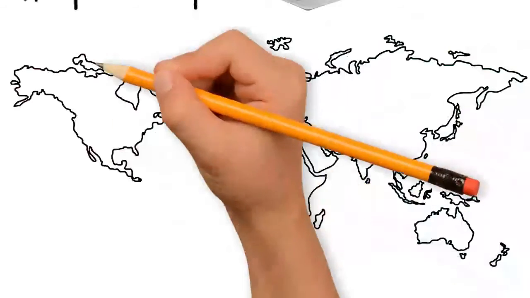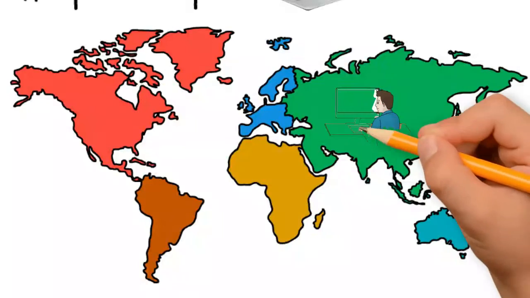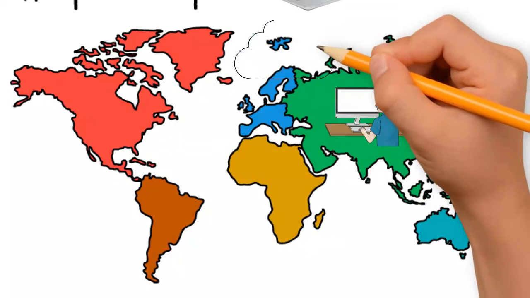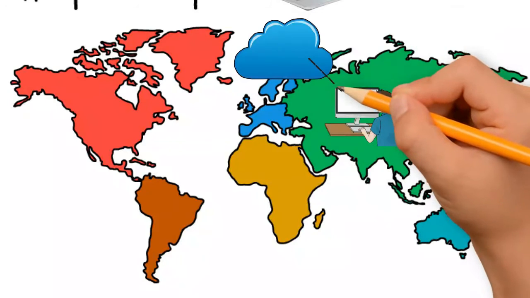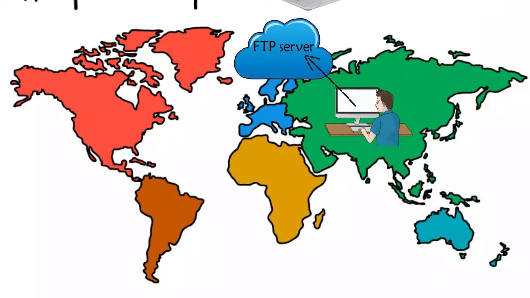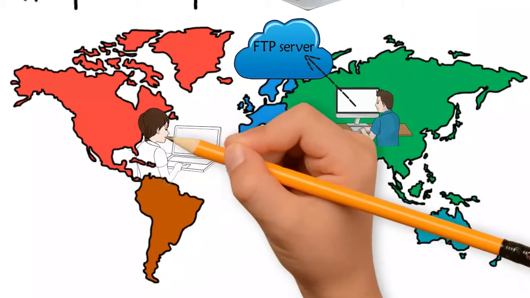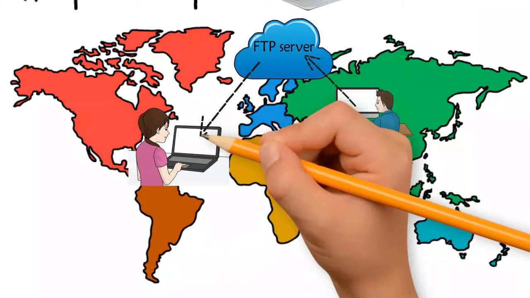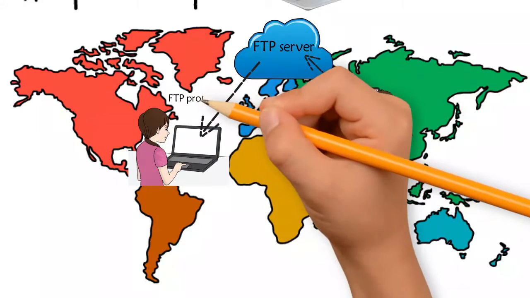So for example, if someone anywhere in the world wanted to make their files available for other people to download, all they would have to do is simply upload their files to the FTP server, and then other people from anywhere in the world can simply connect to that FTP server and download the files using the FTP protocol.